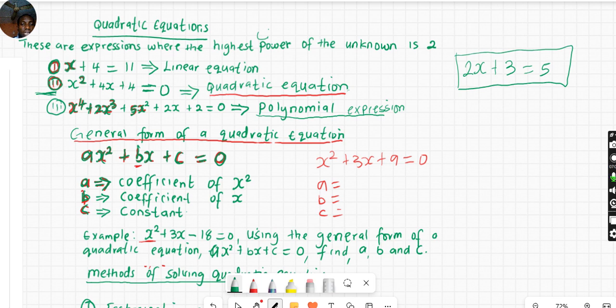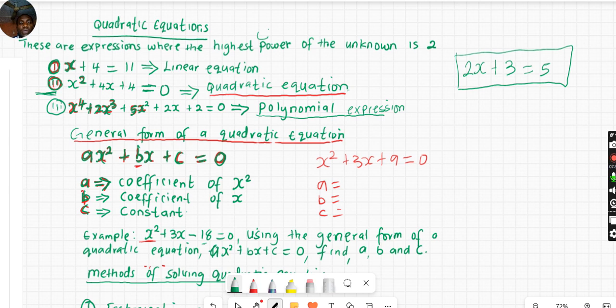Look at the expression x squared plus 3x minus 18. Can you see this expression here? It is equal to 0. Using the general form of the quadratic equation, which is ax squared plus bx plus c equal to 0, find a, b, and c.